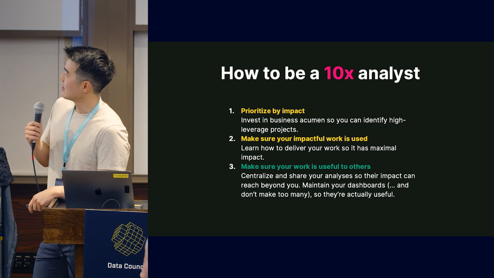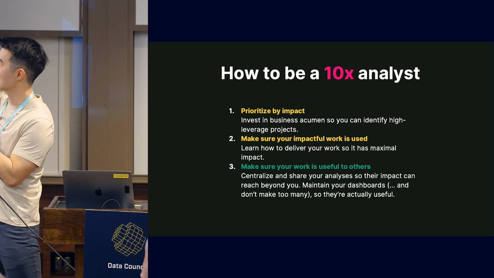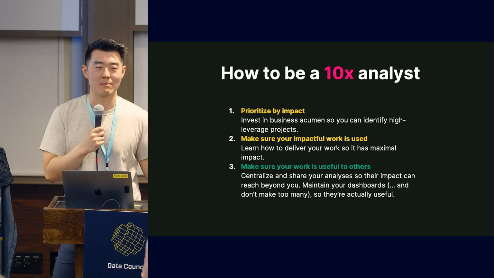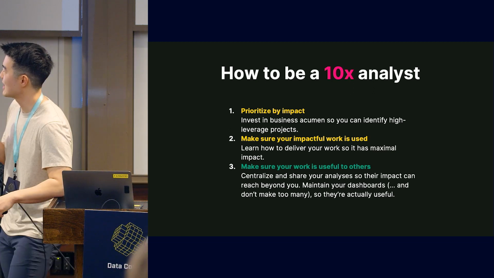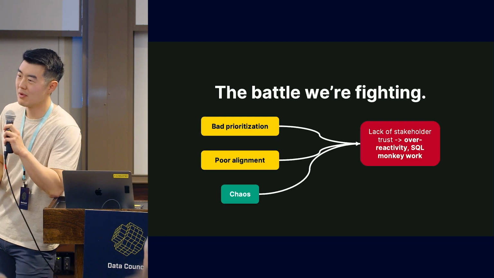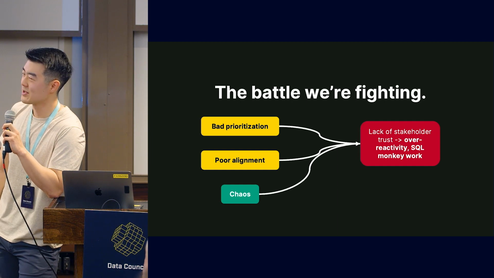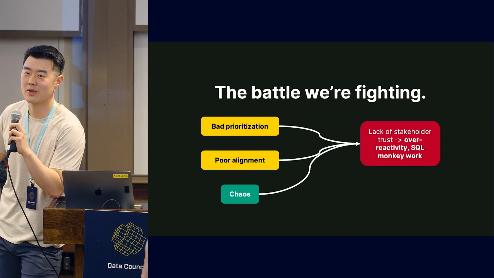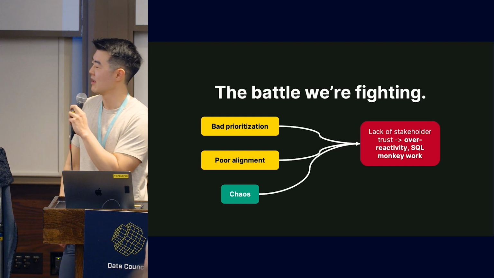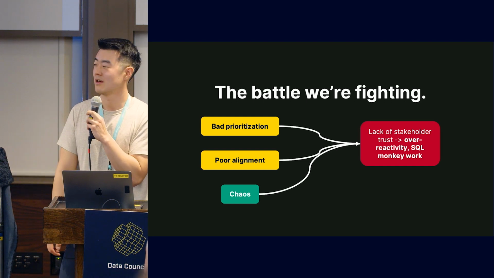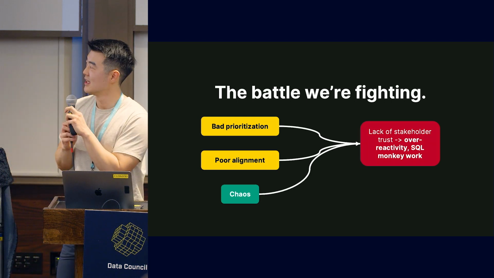All right, so one last point that I want to make is I just want to flip these on their head and point to the problems that these point to and just have a more macroscopic discussion about this. So prioritize by impact. The root evil behind this is we just are bad at prioritizing. In terms of pushing you to align with your stakeholders better, the problem that this points to is we have poor alignment. And on making your work useful to others, the problem that this points to is just chaos. Like we have just utter chaos in our teams, right?